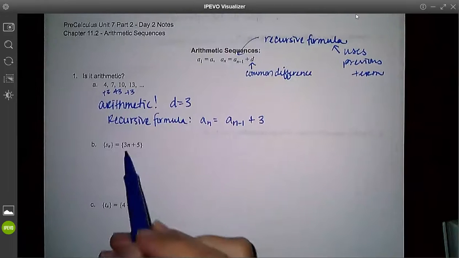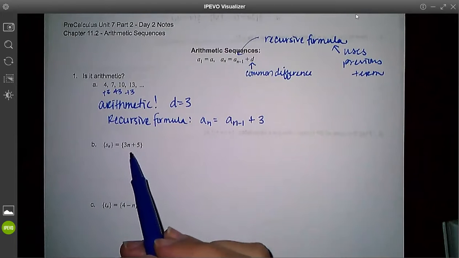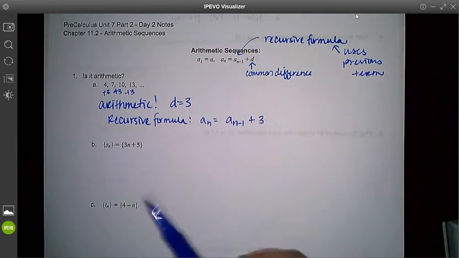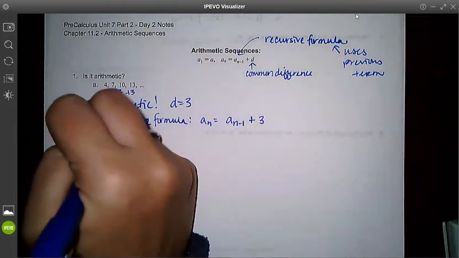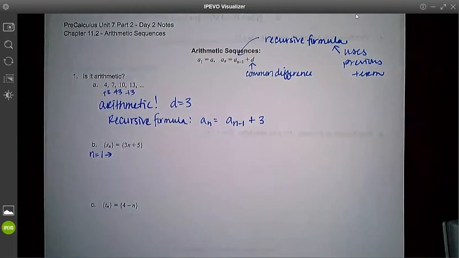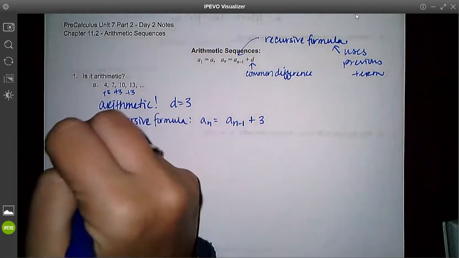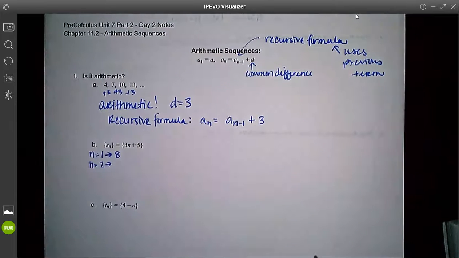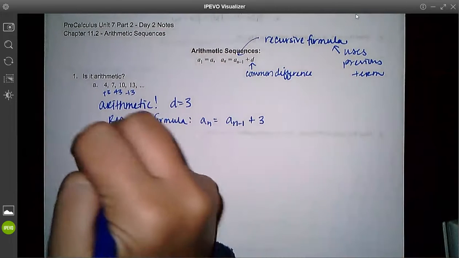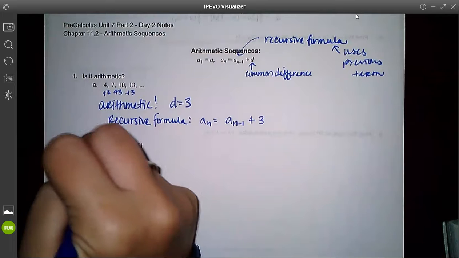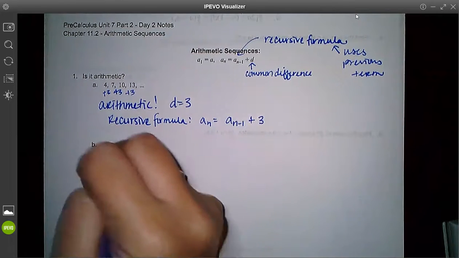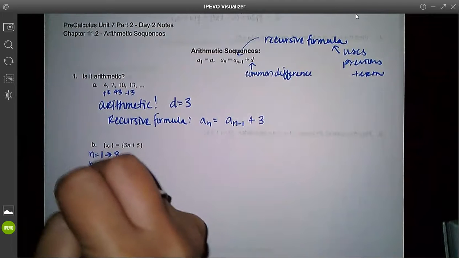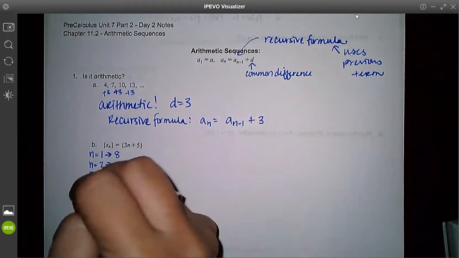This one, when you have a linear equation as your sequence, it's always going to be arithmetic. I'm going to show you this by finding our terms in our sequence. So for n equals 1, 3 times 1 is 3, plus 5 is 8. N equals 2, 3 times 2 is 6, plus 5 is 11. N equals 3, 3 times 3 is 9, plus 5 is 14. I'm going to do one more. N equals 4, 4 times 3 is 12, plus 5 is 17.